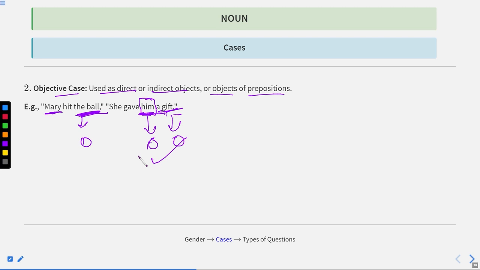Now, there are several words after which we can only use objective case. For example, if there is any preposition, after any preposition, we can only use objective case. For example, some of them. So, after of, we have them, which is the objective case. And them is the objective case of they.